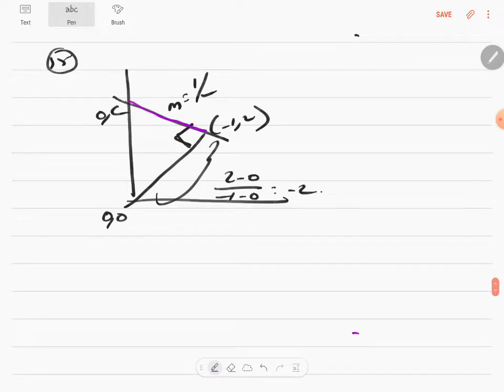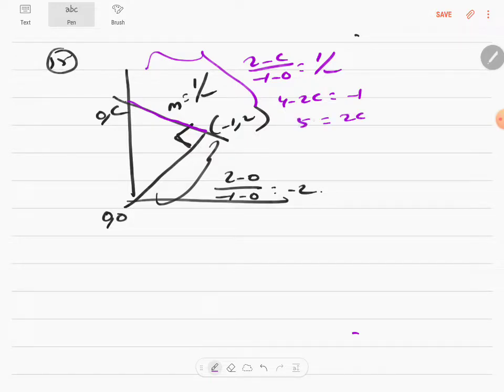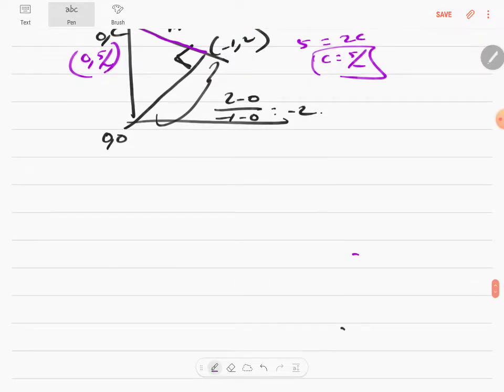And you know that this slope, y2 minus y1 by x2 minus x1, is also equal to 1 by 2. So 4 minus 2c is equal to minus 1. 2c is equal to 5 and c is equal to 5 by 2, and thus the y-intercept is (0, 5 by 2). So that completes this question. Let's go to the 16th question.